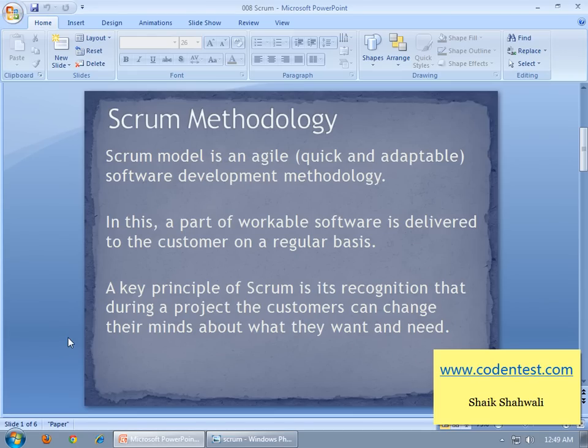In this video we'll talk about the Scrum methodology, or Scrum model. The Scrum model is an agile software development methodology in which a part of workable software is delivered to the customer on a regular basis. Complete software is not delivered at once. Software is developed in increments. A key principle of this Scrum model is its recognition that during a project, customers can change their requirements.